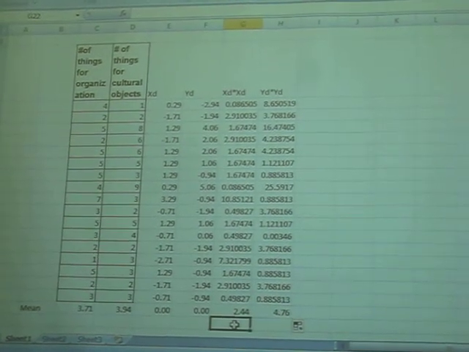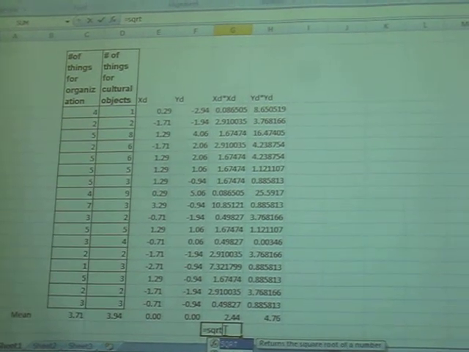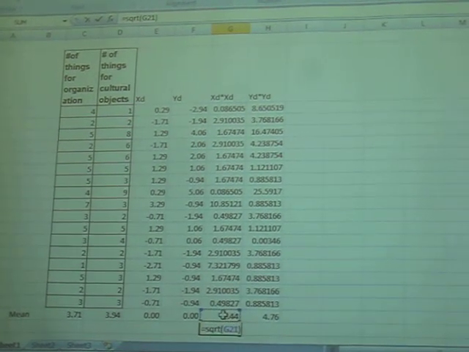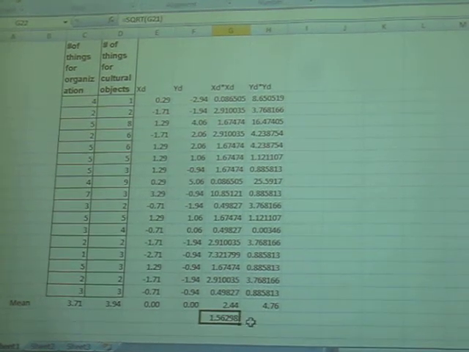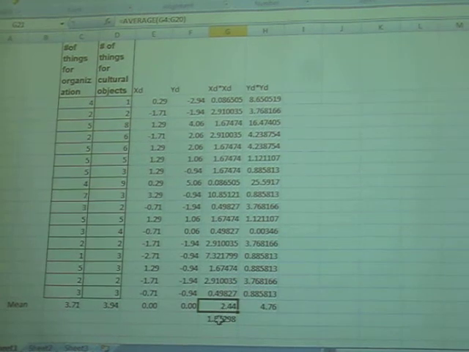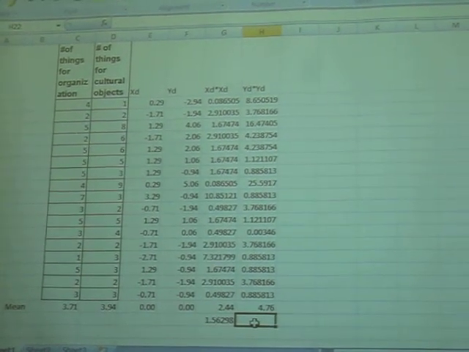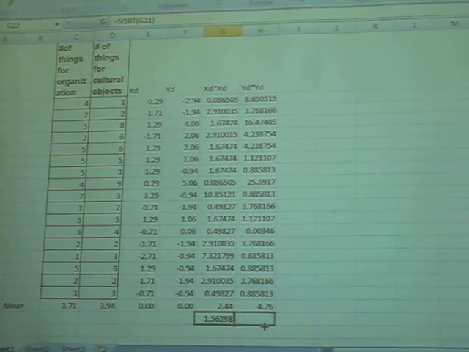And then if you use SQRT, this one, what is this? That's a square root. What is the square root of variance? That's the standard deviation, right? That's the standard deviation.